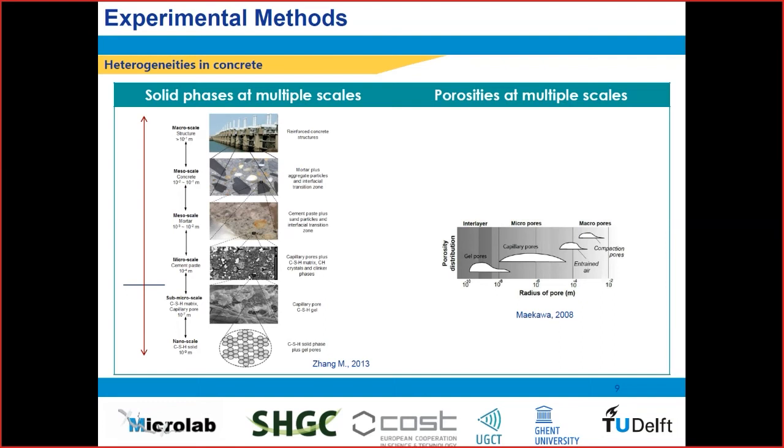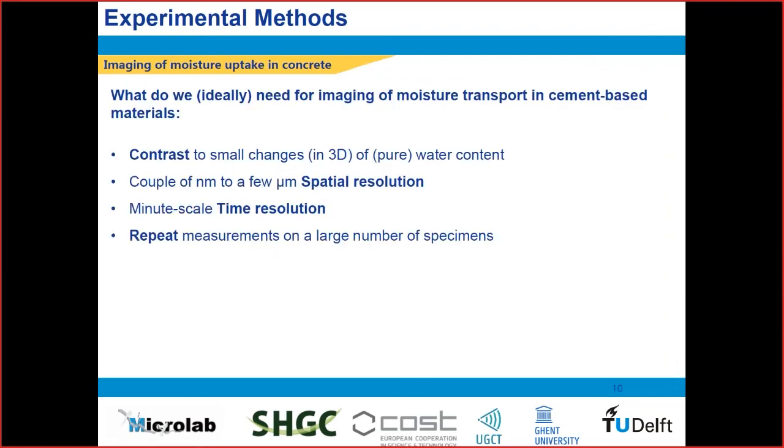We are busy with the problem of imaging water in the porous mortar matrix. So let's reflect a little on what we need for such an experiment. Typically, concrete has multi-scale porosity. Pores in concrete range from nanometer size in the gel, to micrometer scale capillary porosity, to macropores that can go to the scale of centimeters. So what do we ideally need for imaging moisture transport in cement-based materials with such a multi-scale porosity?